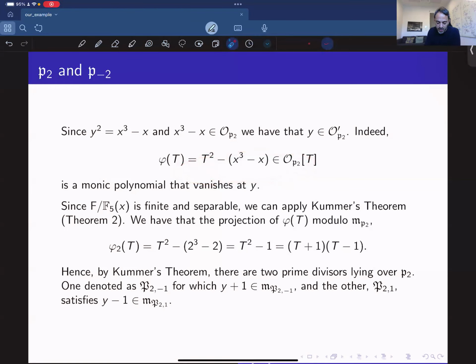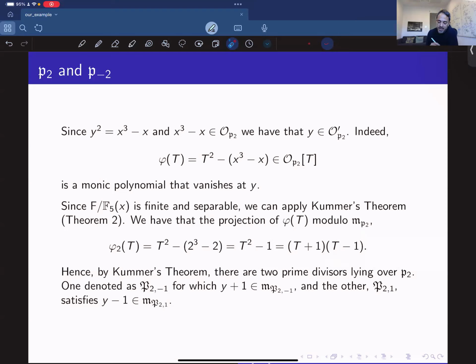And by Kummer's theorem, we need to take this polynomial and project it modulo MP2, which just means plug 2 into x, really. And factor the polynomial that we get. So in this case, we have t squared, and then this expression is just 1. It's 2 cubed minus 2, which is 6, which is 1 in F5. And luckily for us, this polynomial now factors as the product of two factors with no repetitions. So epsilon 1 is 1, and epsilon 2 is 1. It also happens to have linear factors, but that's just because it's a degree 2 polynomial, really.